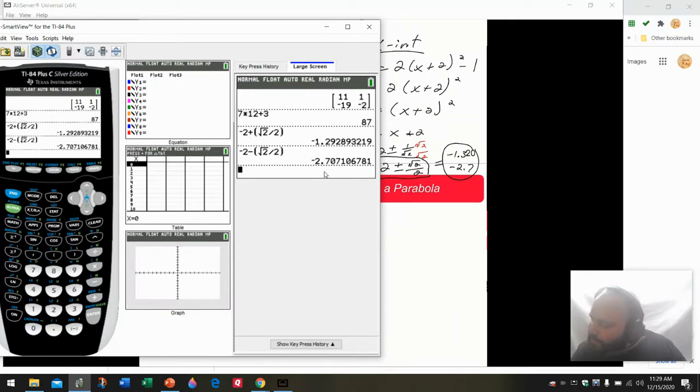So now to sketch the graph, I'm going to draw a coordinate plane, just like this. I'm going to go ahead and put on, I don't know, let's do like 4 hash marks on each one, should be plenty.